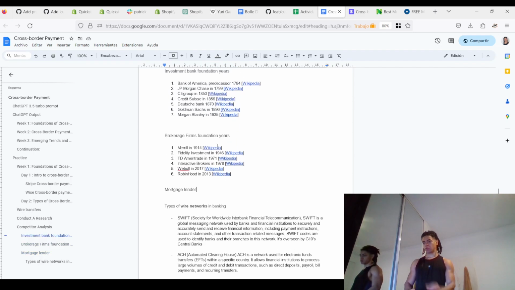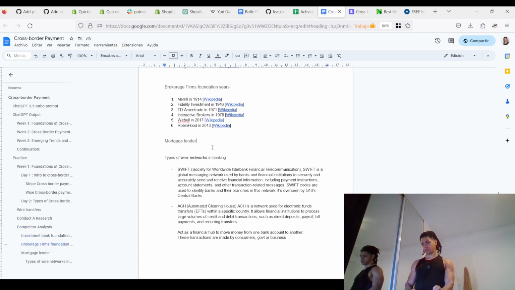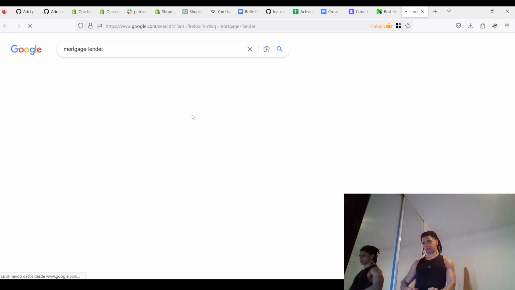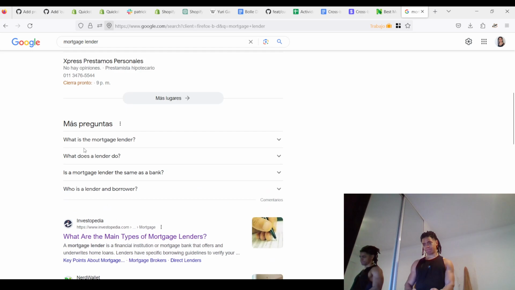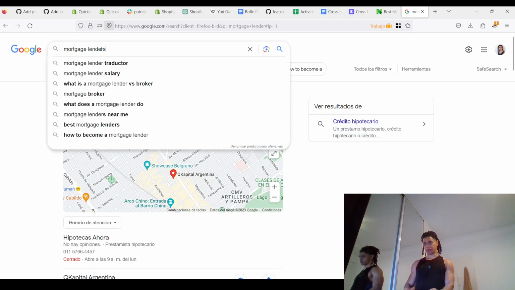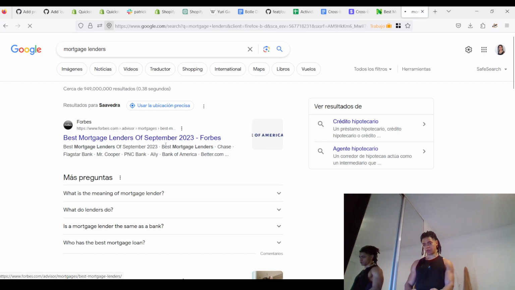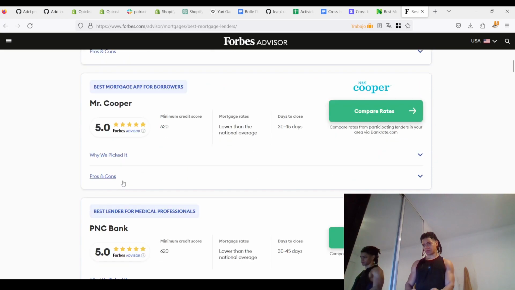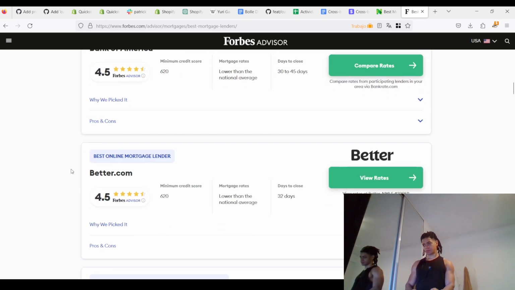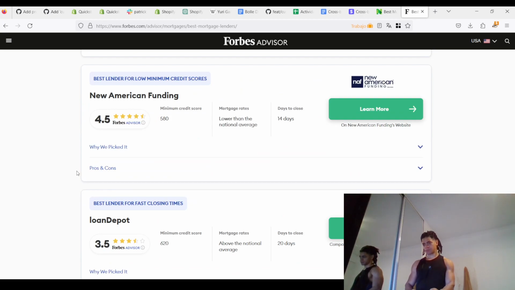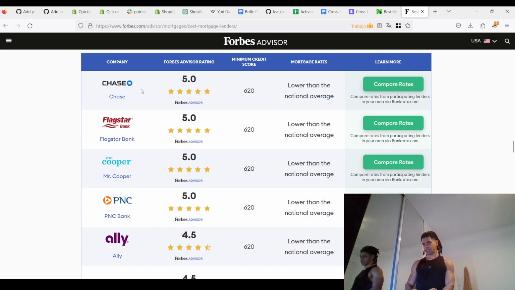Okay. So mortgage lenders: investment banks, brokerage firms, and mortgage lenders. Just want to look at the mortgage lenders, in plural, according to Forbes. Exactly, according to them. So this summary: Chase, Flagstar Bank, Mr. Cooper, PNC, and Ally.